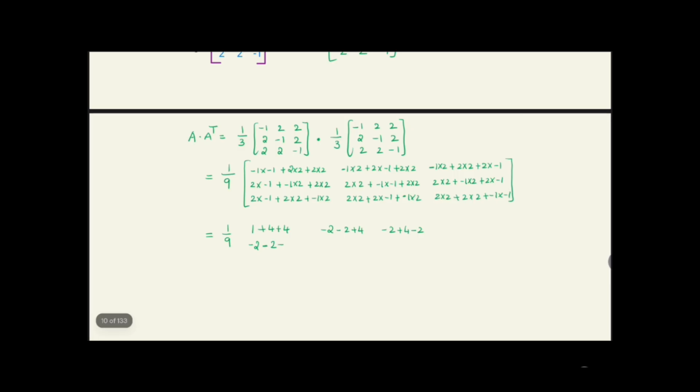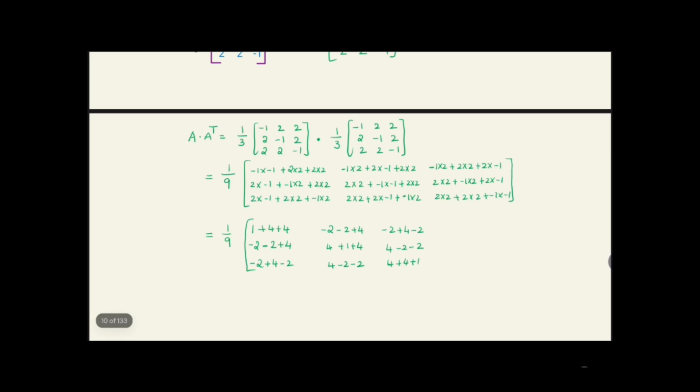So here minus 2 plus 4. Next 4 plus 4 plus 1. Yeah, 4 plus 1 plus 4. Next here it is 4 minus 2, done. Next here it is minus 2 plus 4 minus 2. 4 minus 2 minus 2. Here it is 4 plus 4 plus 1.